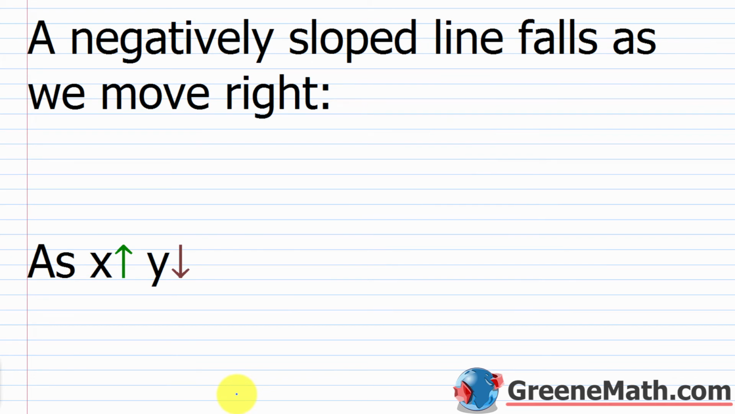Then similarly, a negatively sloped line falls as we move to the right. So as x increases, in this case, a negatively sloped line would have a y that decreases. So you'd see something with a negative slope, let's say negative 2/5, or something like that. That type of line, again, falls as it moves to the right. So it looks something like this. As we move to the right, as x increases, the y values are decreasing.